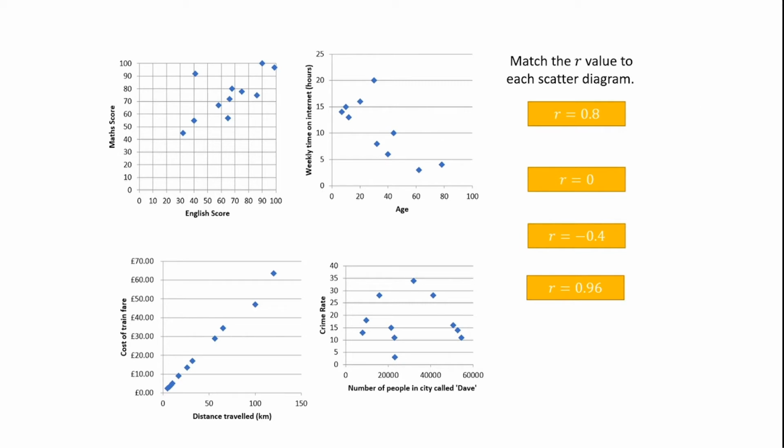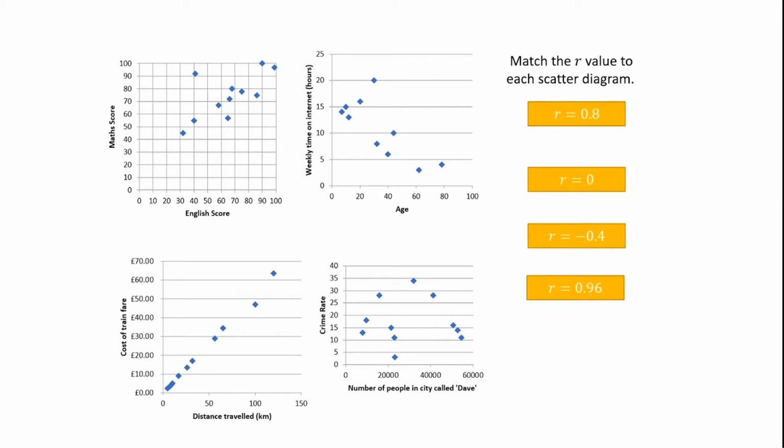Okay, so here's a few different scatter graphs and sets of bivariate data. Have a quick think about which ones would have the correlation coefficient shown on the right. So I have r equals 0.8, so that's strong positive correlation. r equals 0, no correlation at all. r equals negative 0.4, weak negative correlation. And r equals 0.96, extremely strong positive correlation. Which of these scatter graphs match up with each of these correlation coefficients? Where's the strongest? Where's the positive correlation? Where's the negative correlation? Where's no correlation?